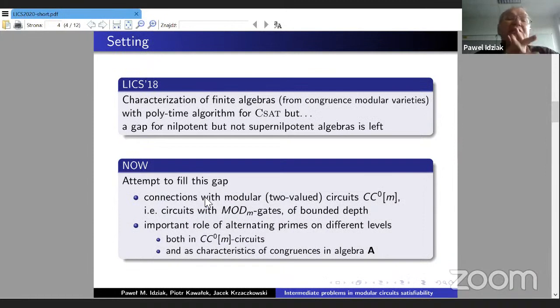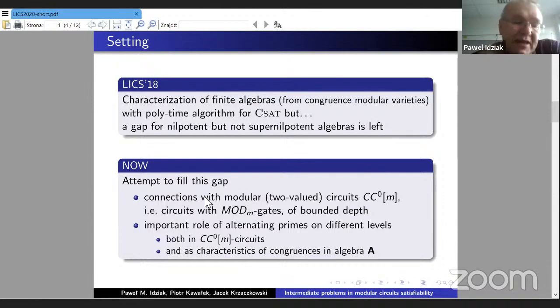Two years ago in our LICS paper, we did a characterization of finite algebras with a polytime algorithm for circuit satisfiability, but there was some small gap, which as we now know is not that small. We haven't filled it even now, but we have quite big progress. The gap is between so-called nilpotent but not supernilpotent algebras, and it has a lot of connection with modular circuits, so circuits where we have modular gates, I mean, two-valued over the Boolean realm.